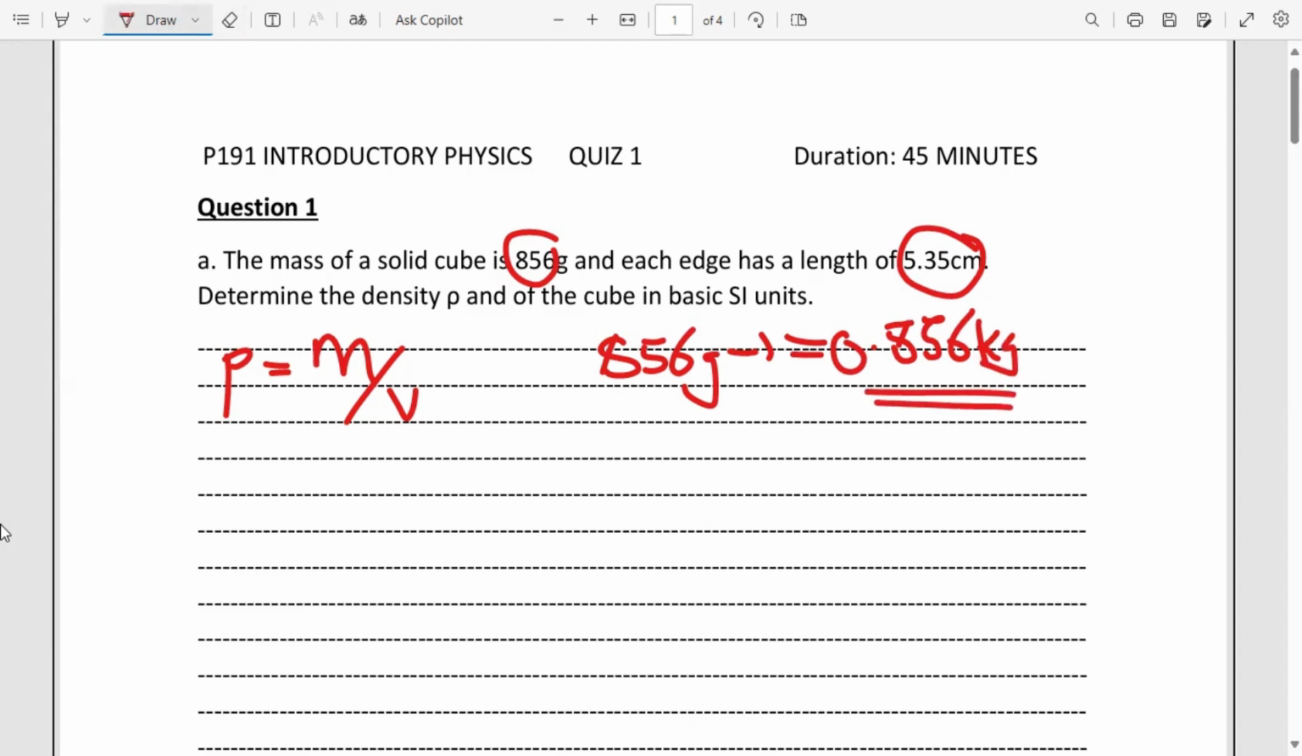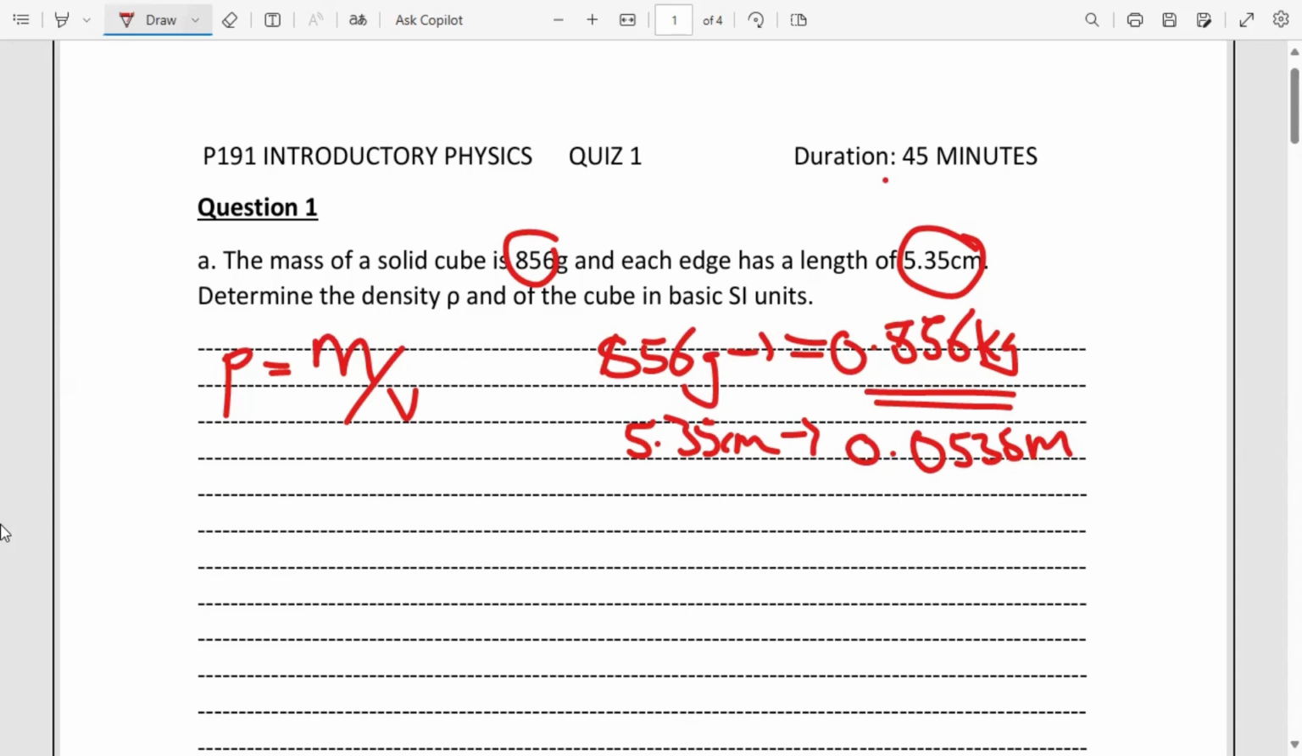Likewise, we have been given the length of each side, 5.35 centimeters. But what are we supposed to do? We're supposed to convert this measurement into meters, which is the SI unit for length. So 5.35 centimeters into meters will be divided by 100, and it will give us 0.0535 meters.